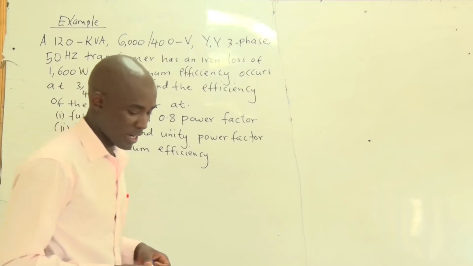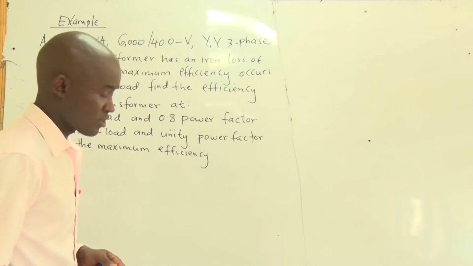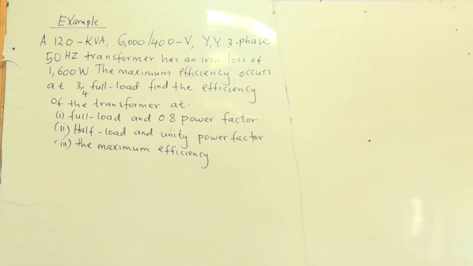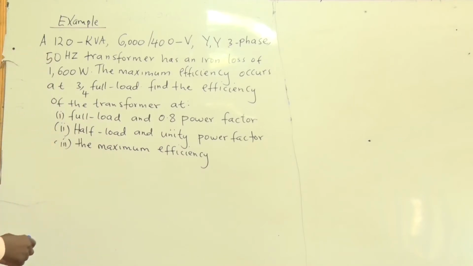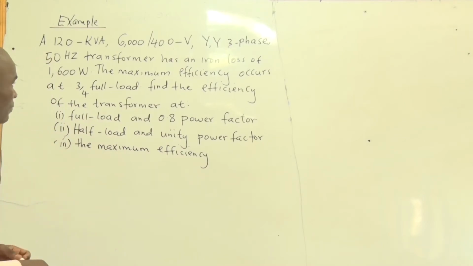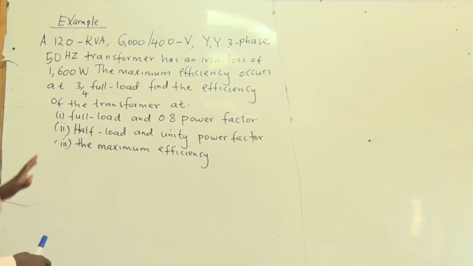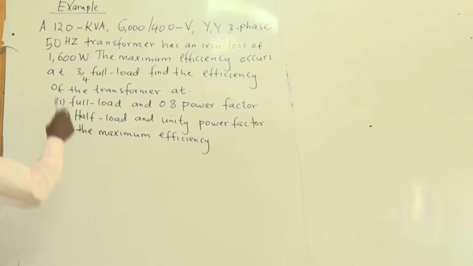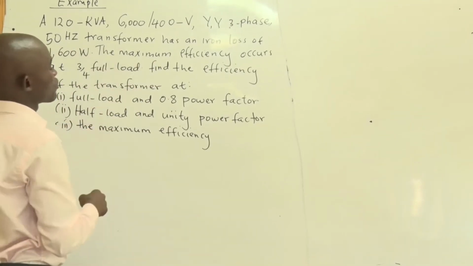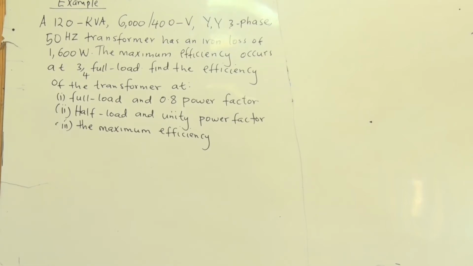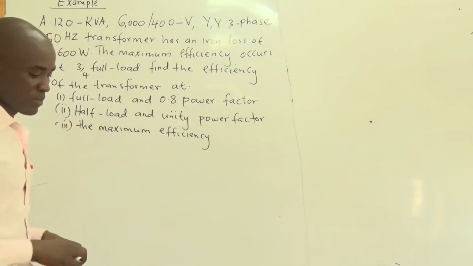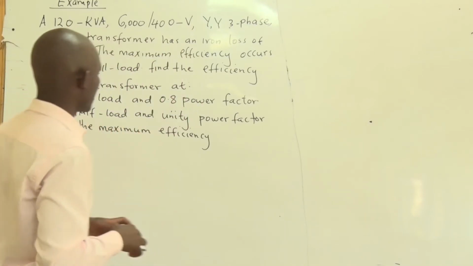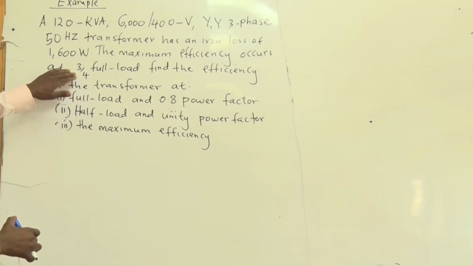So what we are supposed to do under such situations is first of all to understand the concept that we are going to base the iron losses as our reference point, so that we would say at maximum efficiency, the copper losses should be equal to iron losses. That is what we know. At maximum efficiency, the copper losses must be equal to iron losses. Our reference point is the iron losses. But remember, what we have been given is that at maximum efficiency, the load level was 3/4.